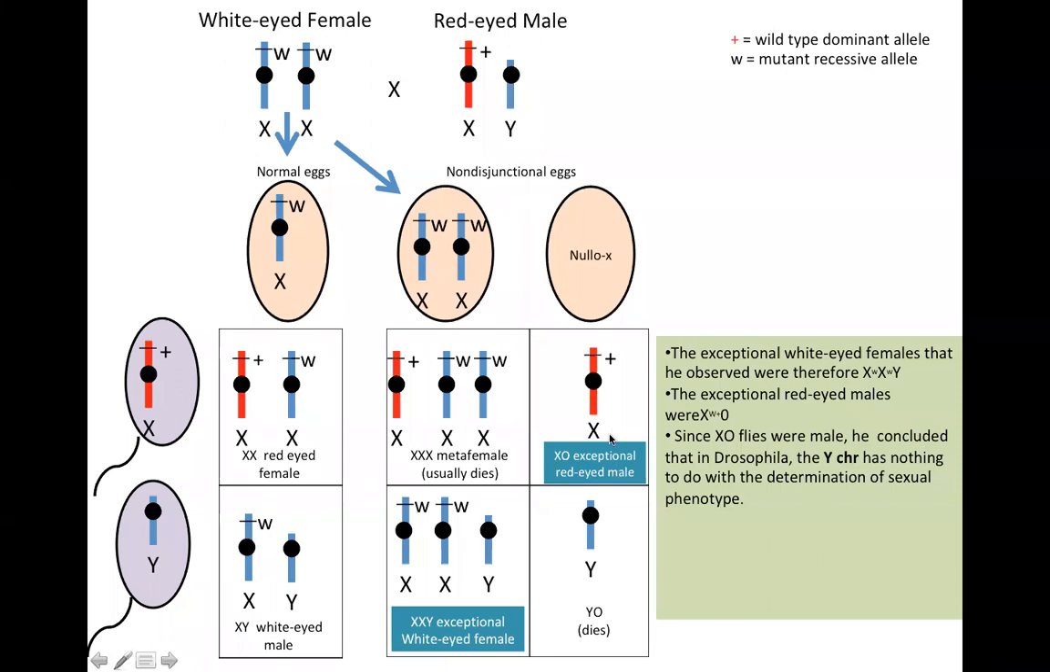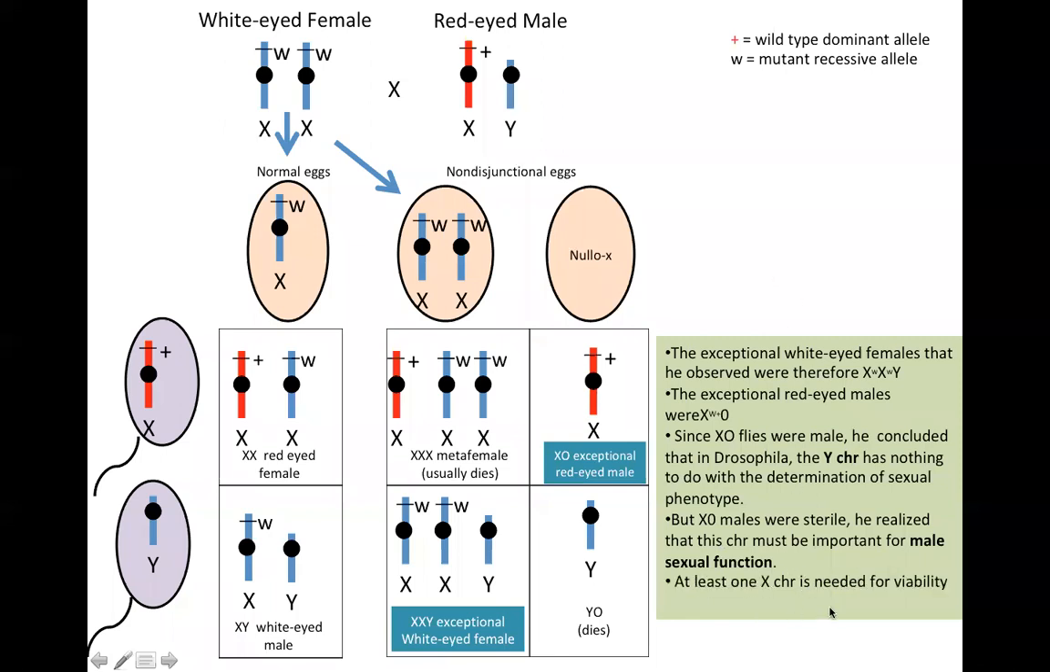But these flies look male. The Y chromosome is not there, still their sex is male. So according to this, he says that the Y chromosome has nothing to do with sexual phenotype or determination of sex in Drosophila. But the X0 males were sterile. So he realized that chromosomes must be important, that means the X chromosome must be very important for male sexual function.